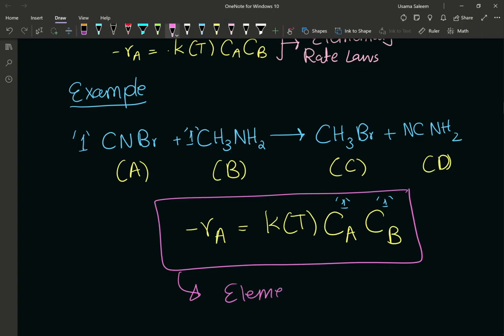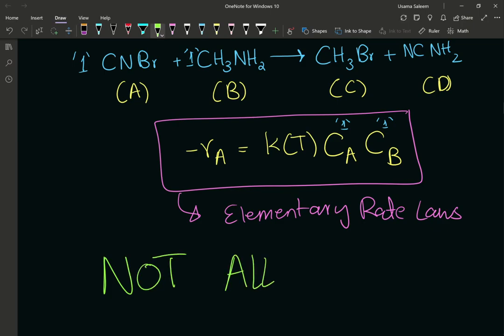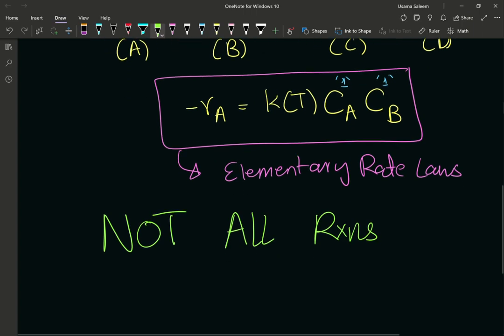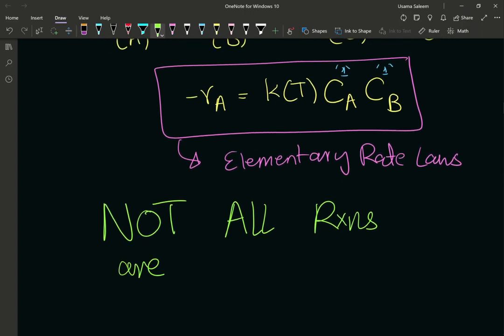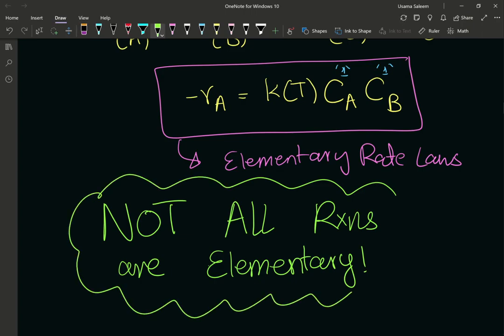Okay. And I must warn you guys, and this is very important, not all reactions are going to be elementary. Not all reactions are going to be elementary. This is very important. You need to be very careful. You can't just right off the bat assume that the reaction is elementary. That's going to be one of the biggest mistakes you're going to make as a reactor design engineer. So make sure you put some effort into finding the kinetics first.